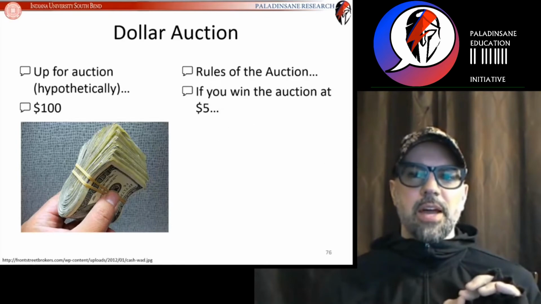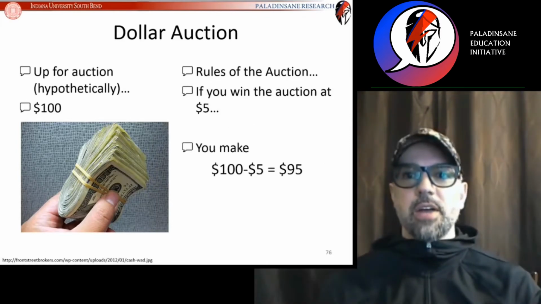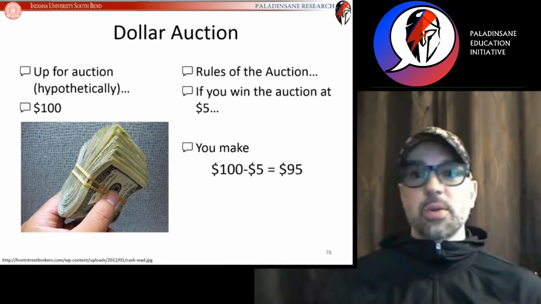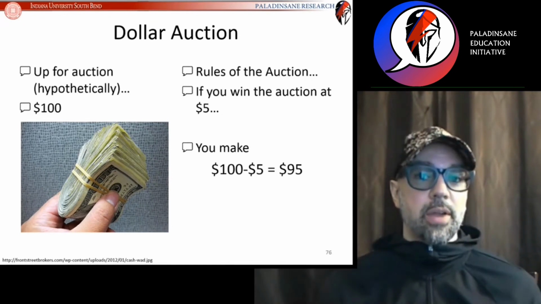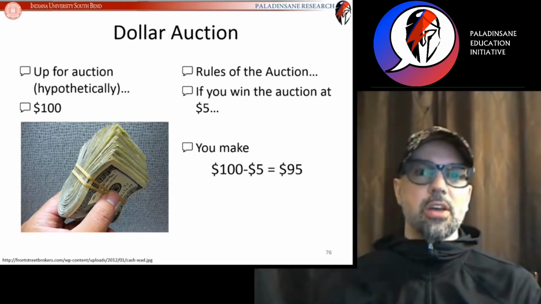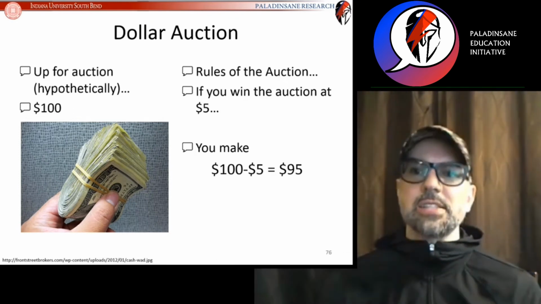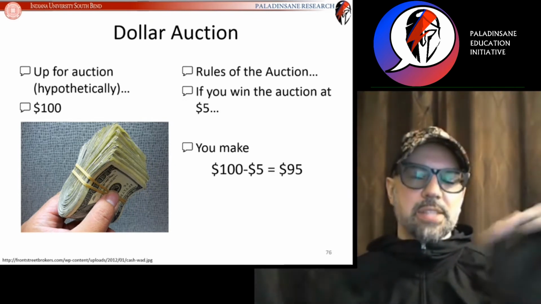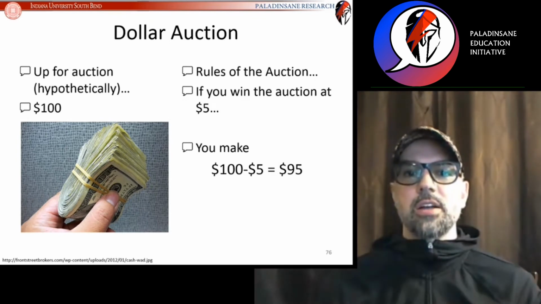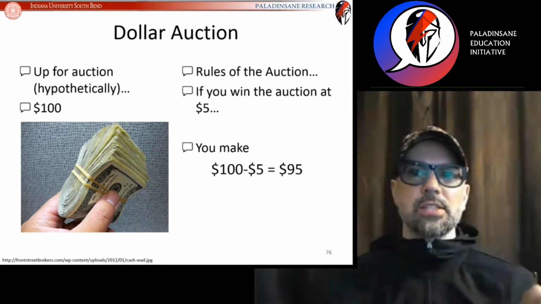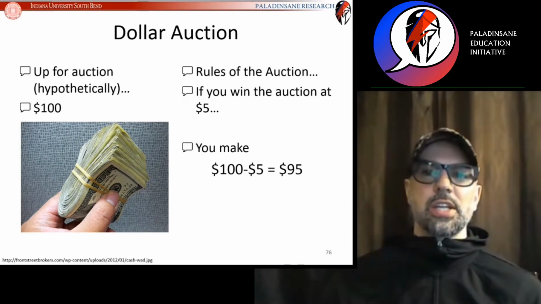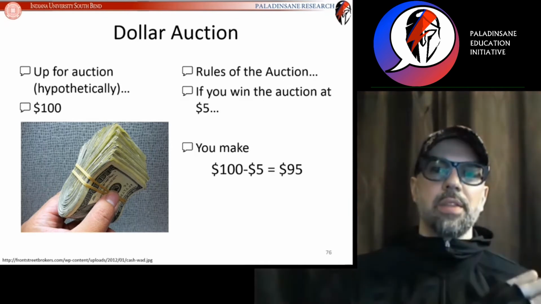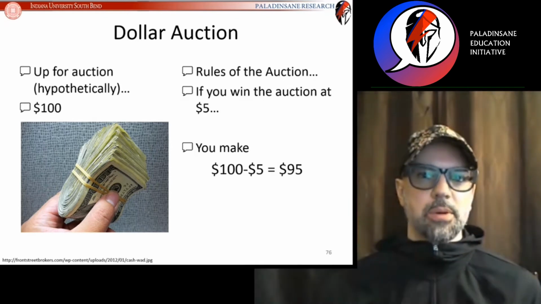So if you win the auction at $5, you would make $95. You would come up with a profit of $95, and that's a great result. That's a rational decision, right? If somebody says, hey, here's $100, all you got to do is give me $5, saying yes to that, as long as we understand there's no catch, means that you come out with $95. So in this case, the correct decision is always going to be the decision that ends up with a positive dollar amount, or at the very least, the one that gives you the most money possible.